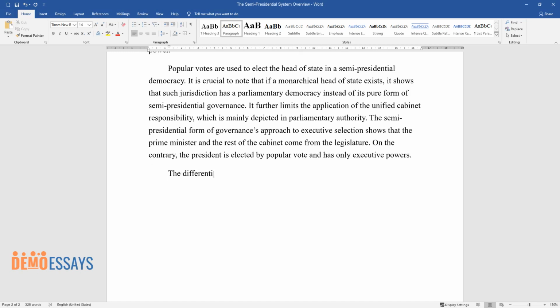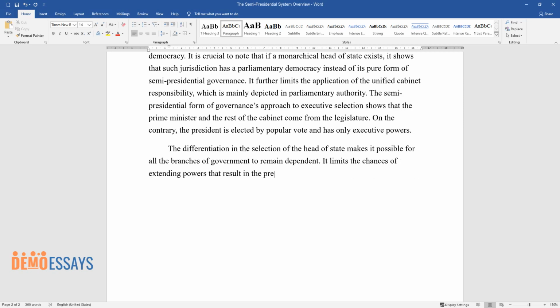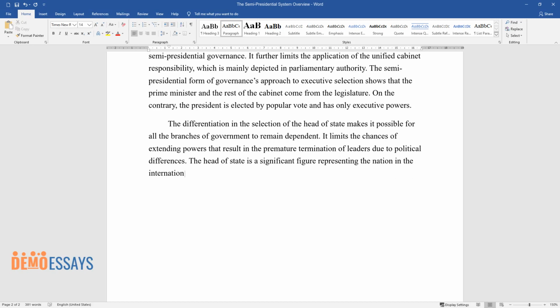The differentiation in the selection of the head of state makes it possible for all the branches of government to remain independent. It limits the chances of extending powers that result in the premature termination of leaders due to political differences. The head of state is a significant figure representing the nation in the international arena, and within the country is the personification of order.